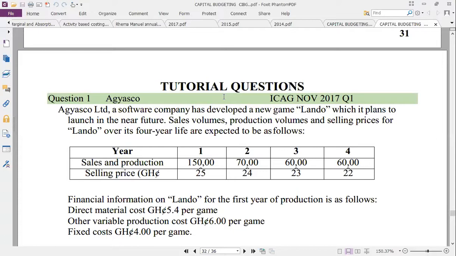Ajasco, yes. Papa Ajasco. That's November 2017, question 1. Papa Ajasco. So that's page 32, question number 1. Tutorial question 1. Papa Ajasco. Good. Now look carefully how we are going to answer this question. Extremely careful.